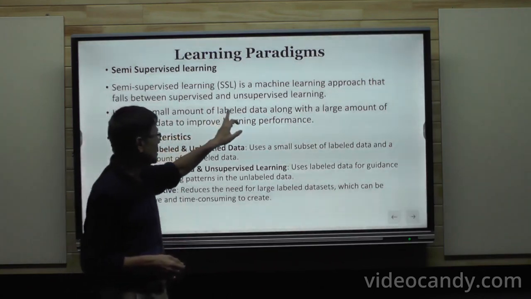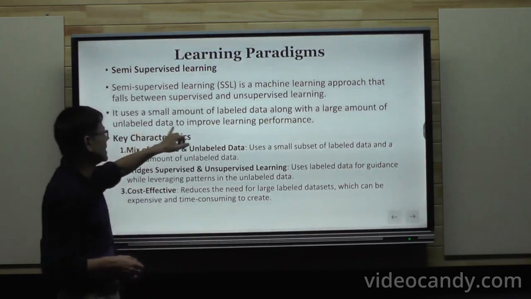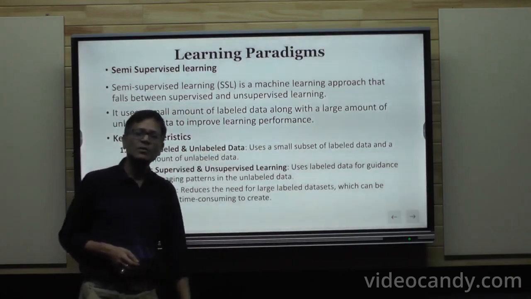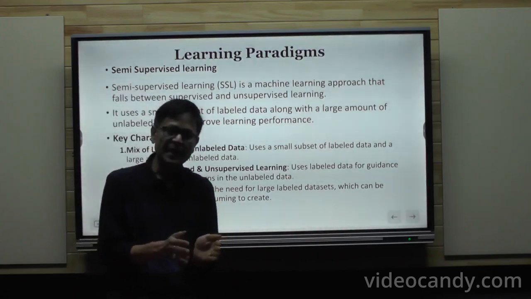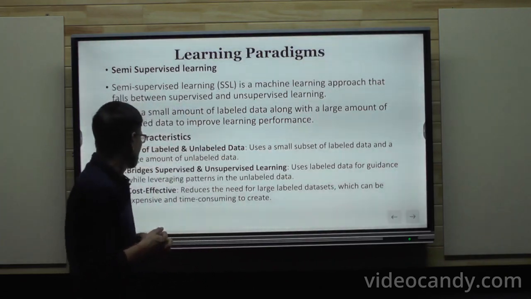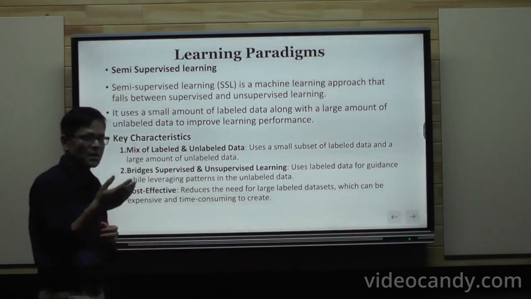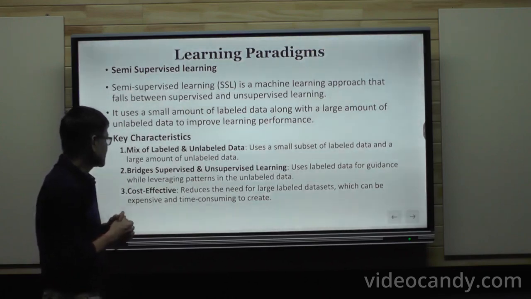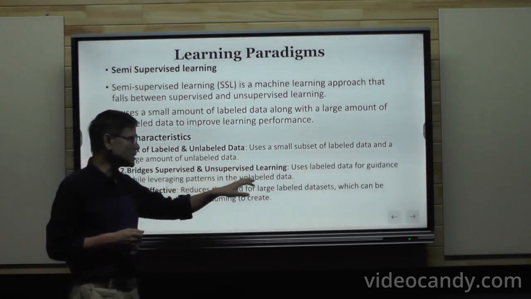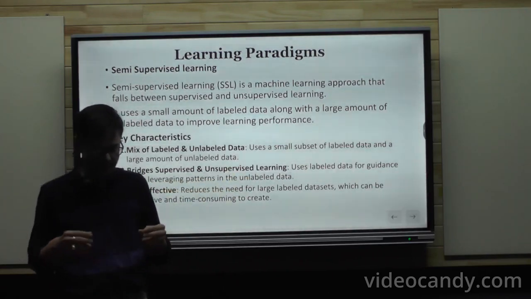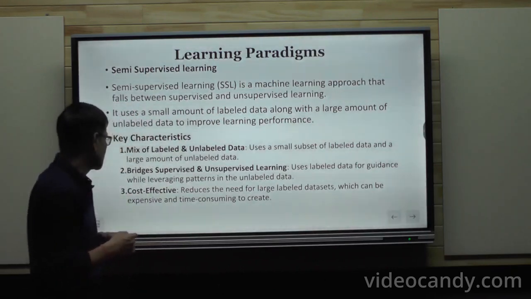So it uses a small amount of labeled data, along with a large amount of unlabeled data, to improve the learning performance. So basically you have a small portion of labeled data and a large portion of unlabeled data. With that, you can enhance the learning performance. So the key characteristics are a mix of labeled and unlabeled data, and it acts as a bridge between supervised and unsupervised learning.